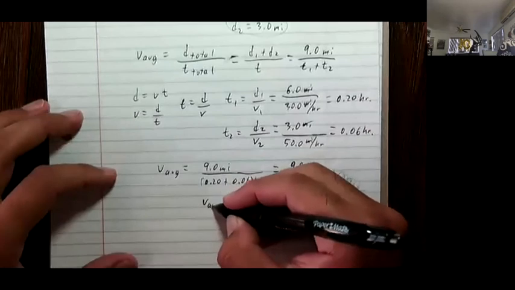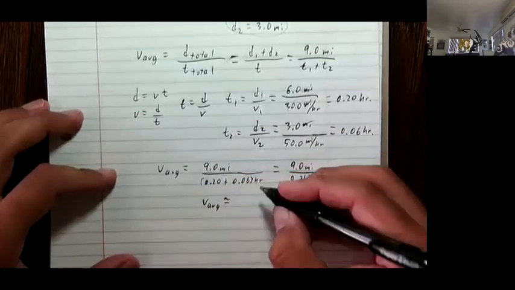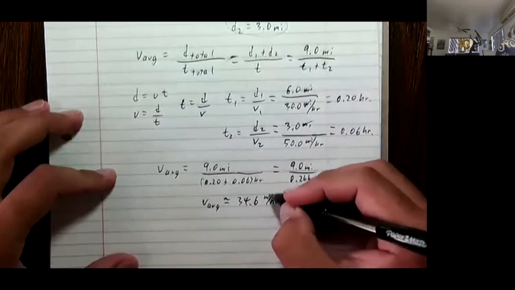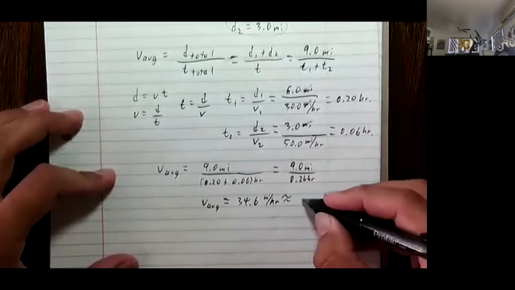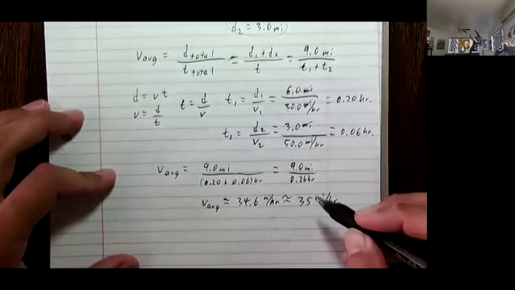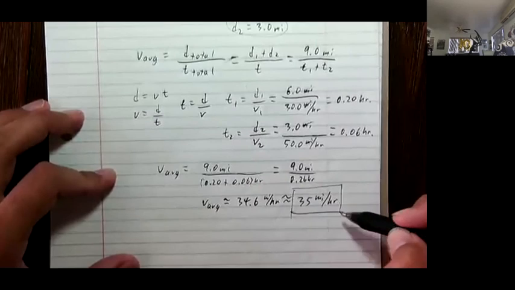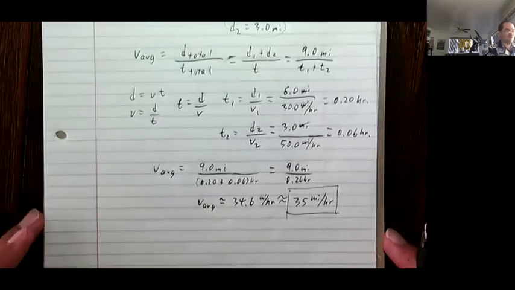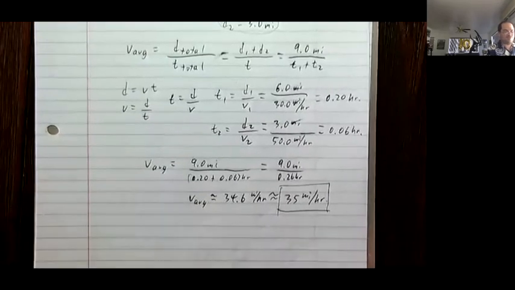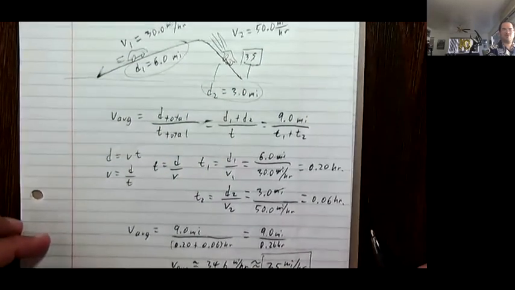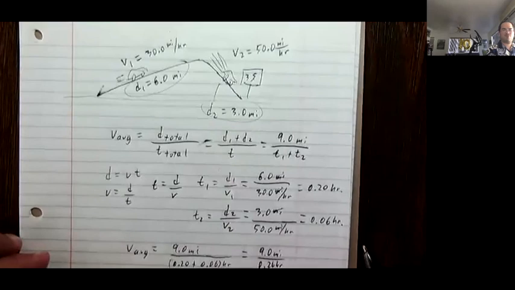Which gives you an average velocity of about 34.6 miles per hour, which is about, guys, if we're around that, 35 miles per hour. So my average velocity for my whole trip was 35 miles per hour. Doesn't that count for something? Probably not, because with the speed limit, if you're breaking it at a certain instant, you still get a ticket. But just for fun, we calculated our average velocity for going all the way up and all the way down.